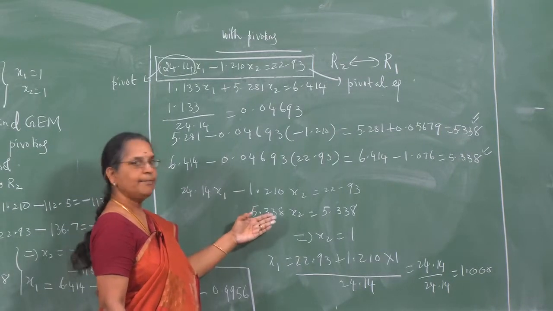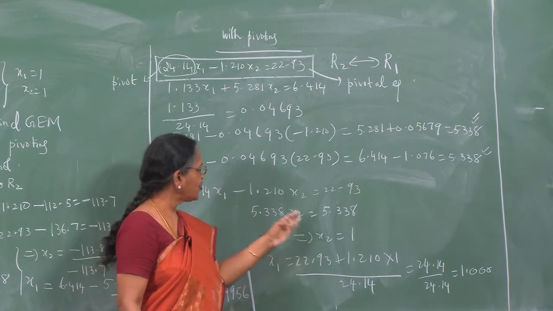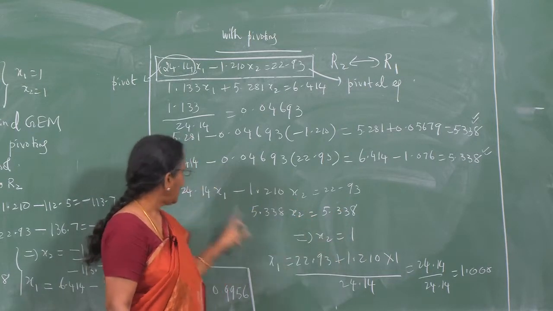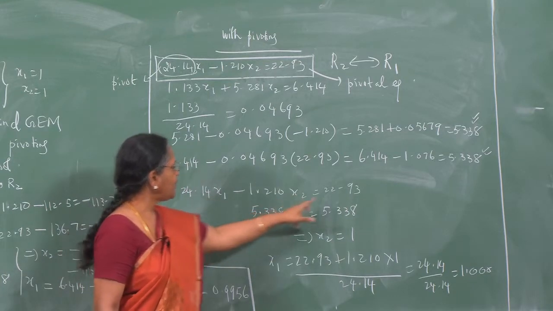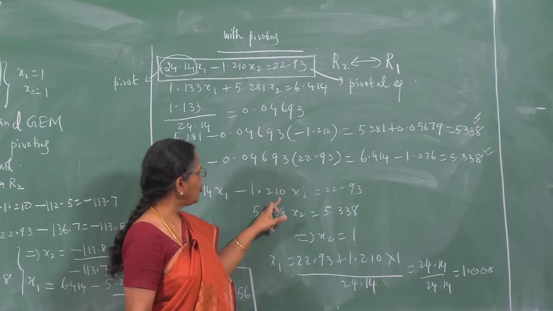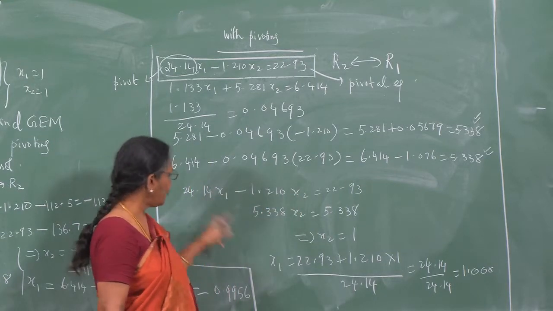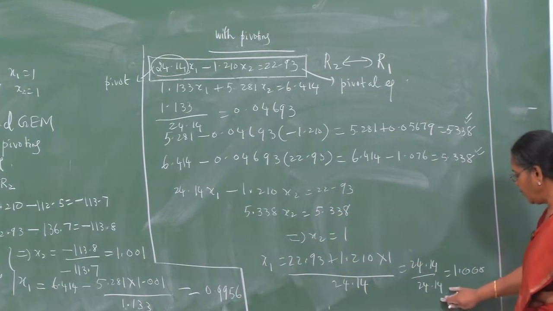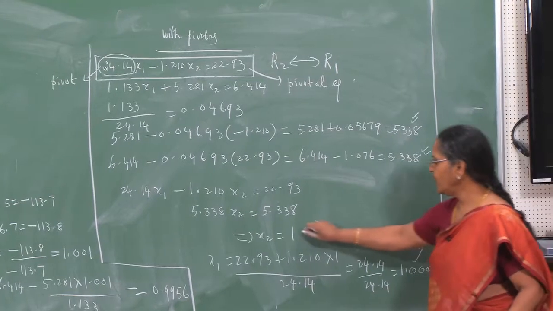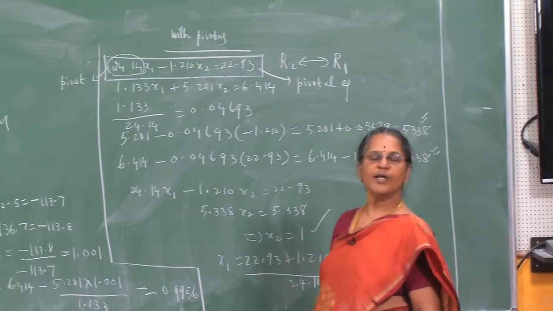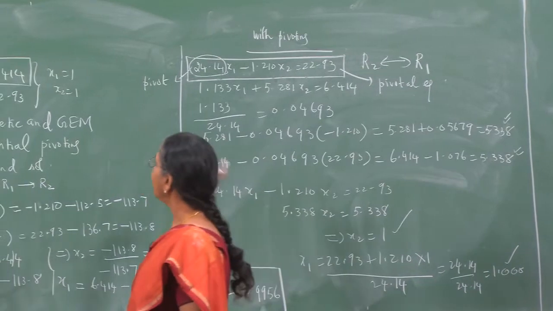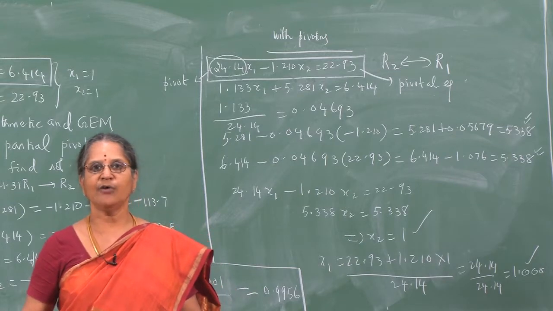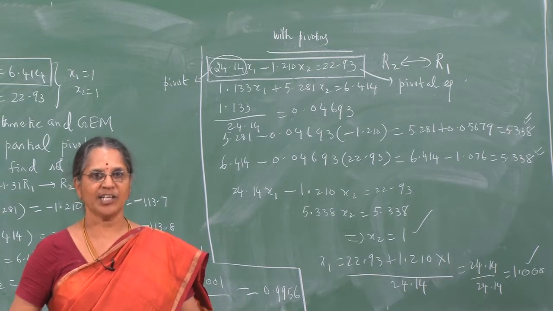system. So, I apply backward substitution, that gives me x2 to be this by this, and so x2 is 1. I use x2 as 1 and determine what x1 is. So, that will be 22.93 plus 1.210 into 1 by 24.14, and that simplifies to 24.14 by 24.14, which is 1. So, I get x1 and x2 to be equal to 1, and therefore, the exact solution of the equation has been obtained, and this is obtained by Gauss elimination method with partial pivoting.